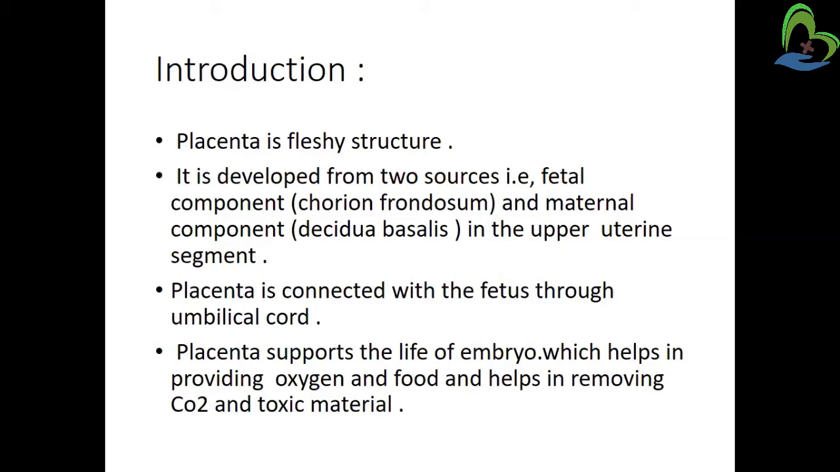The placenta fulfills the nutritive needs of the fetus throughout the 9 months of pregnancy through the umbilical cord. It helps in providing oxygen and food, and helps in the removal of waste products like CO2 and toxic material. So this is the introductory portion, how the placenta looks and how it is structured.